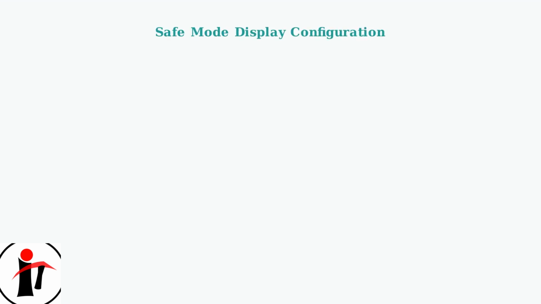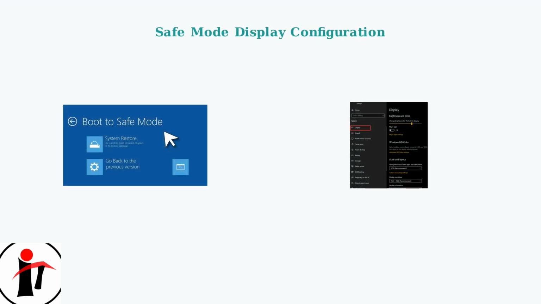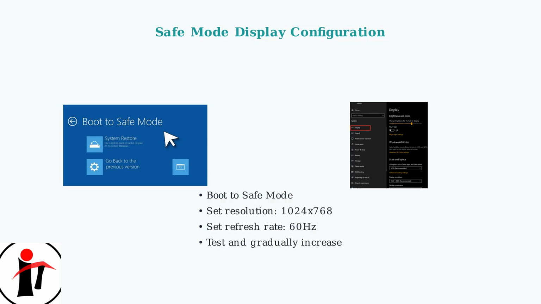If driver reinstallation doesn't work, boot into Safe Mode to adjust display settings. This bypasses potential software conflicts and allows you to configure basic display parameters. Start with basic settings. Set resolution to 1024 by 768 and refresh rate to 60 Hz. Once the monitor displays properly, gradually increase these settings to find the optimal configuration your hardware supports.